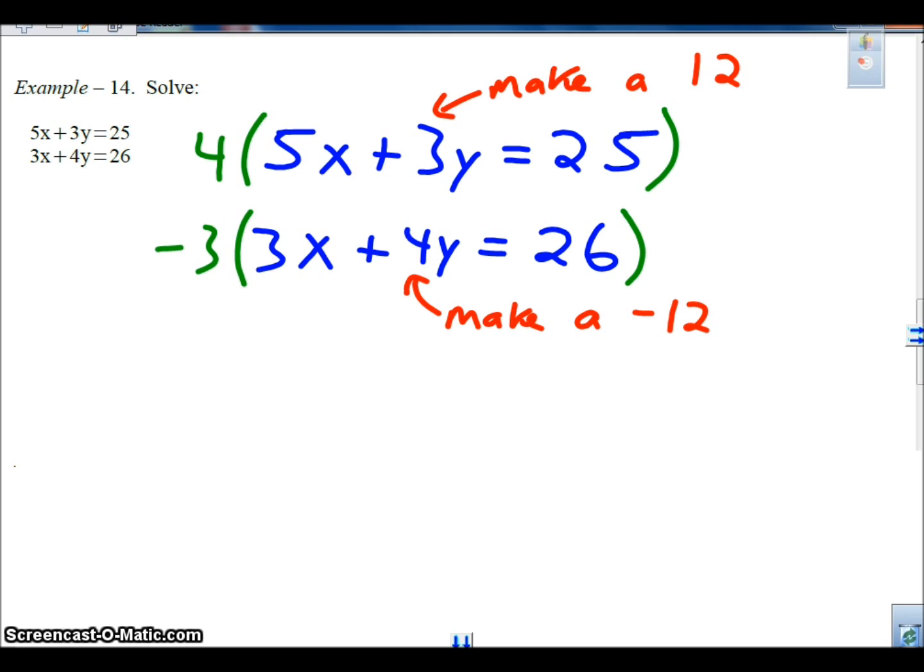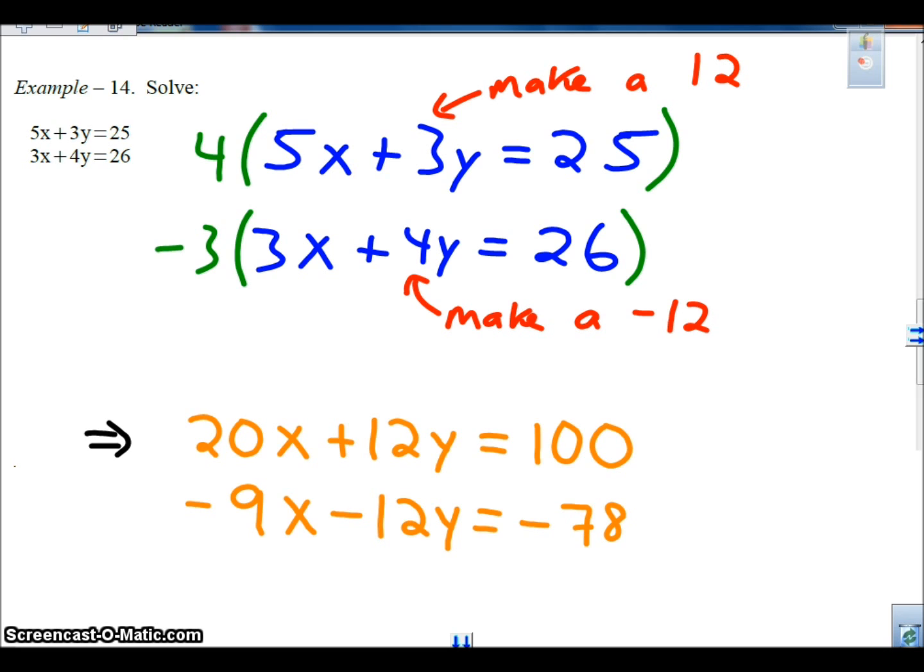So we're going to make that bottom one into a negative 12 instead of a positive 12. So we multiply 4 to the top equation. We're going to get 20x plus 12y equals 100. Make sure you multiply the 4 to every term on the left and right hand side.